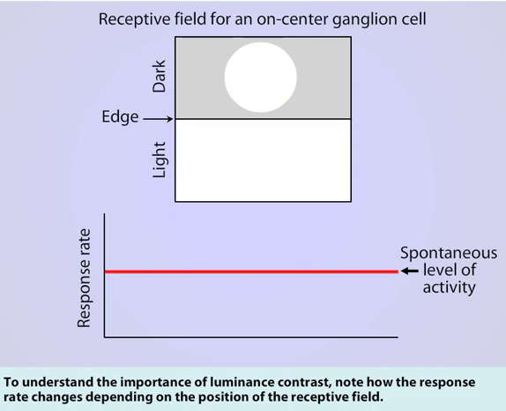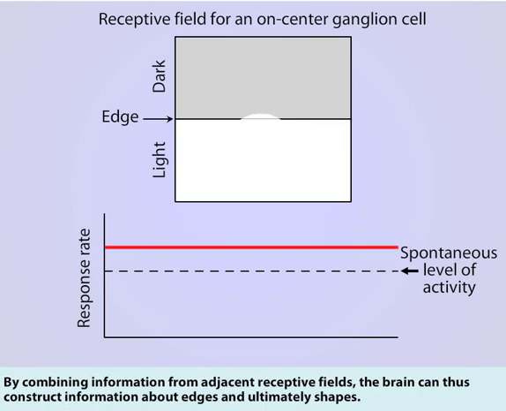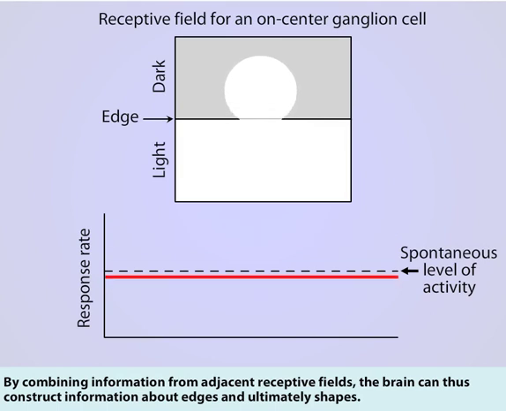To understand the importance of luminance contrast, note how the response rate changes depending on the position of the receptive field. By combining information from adjacent receptive fields, the brain can thus construct information about edges and ultimately shapes.